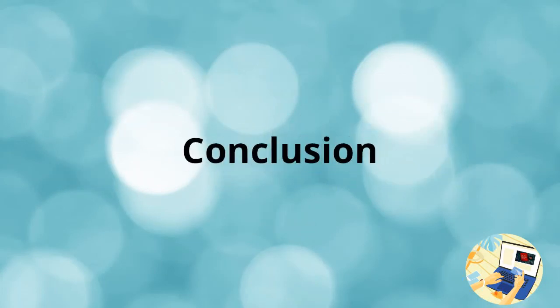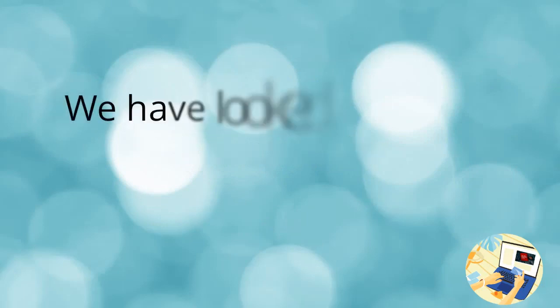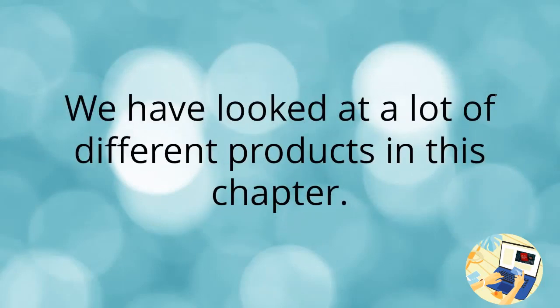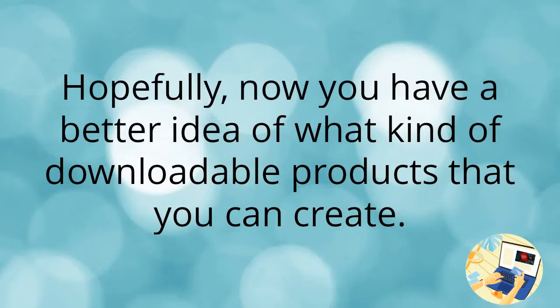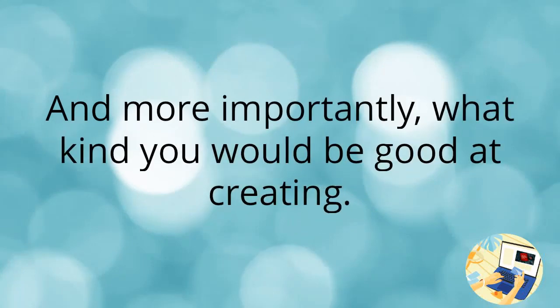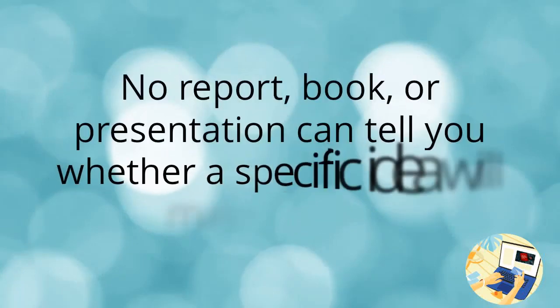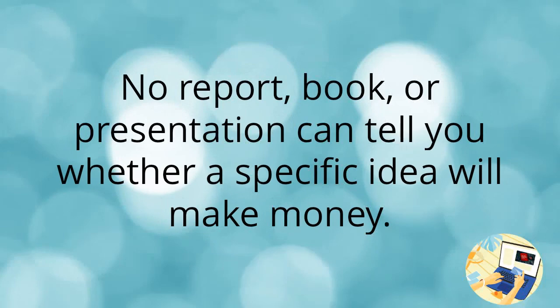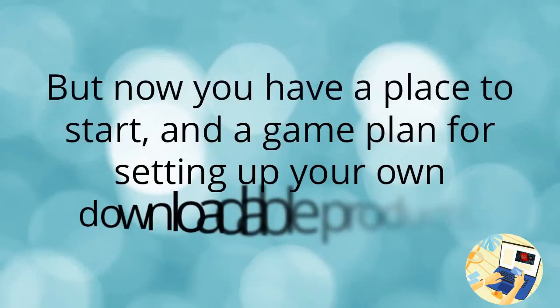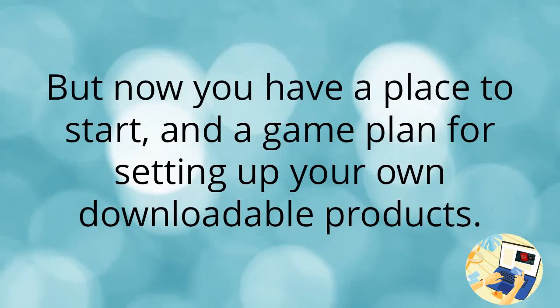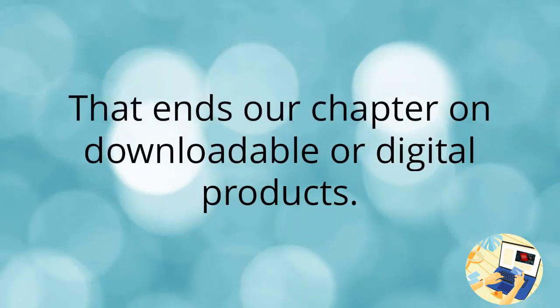We are now about to conclude Chapter 5. We have looked at a lot of different products in this chapter. Hopefully, now you have a better idea of what kind of downloadable products that you can create. And more importantly, what kind you would be good at creating. No report, book, or presentation can tell you whether a specific idea will make money. You will have to figure that out with your own research. But now you have a place to start and a game plan for setting up your own downloadable products. That ends our chapter on downloadable or digital products.